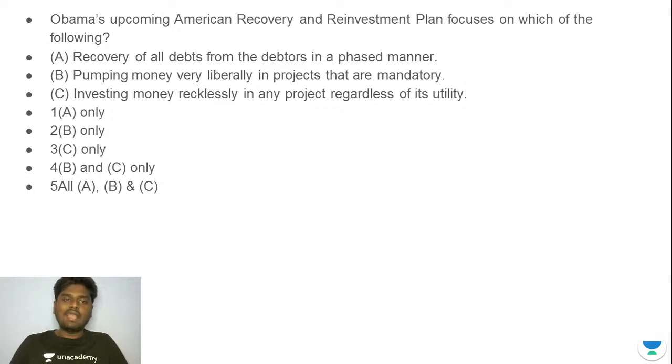The first one, a recovery of all debts from the debtors in a phased manner; pumping money very liberally in projects that are mandatory; and investing money recklessly in any project regardless of its utility. Okay, so if that is the case, just go for the option which would be flexible and which is more relevant to the context of the given passage. Come on, guys.